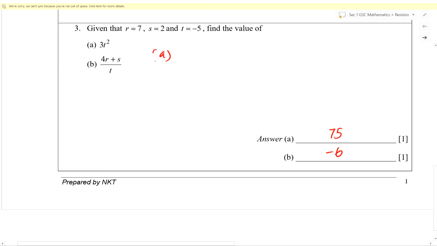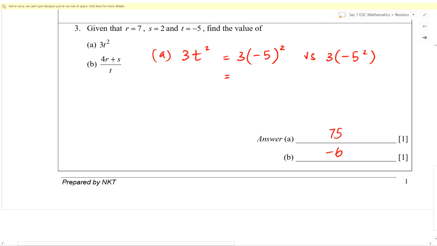Because when you do part A, 3t squared, when you do the substitution, you should be writing this, -5, and you square it, versus 3 times -5 squared. Do you see that both of these kind of look the same, but they are not exactly the same? So the question is, is there a difference?